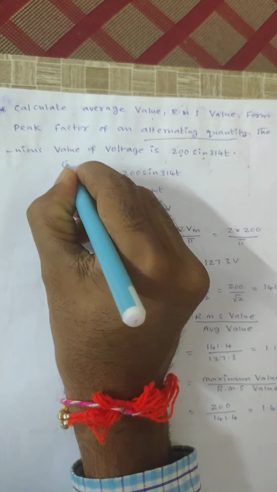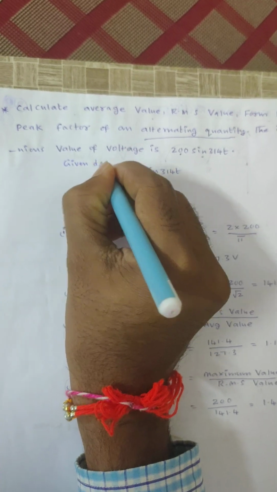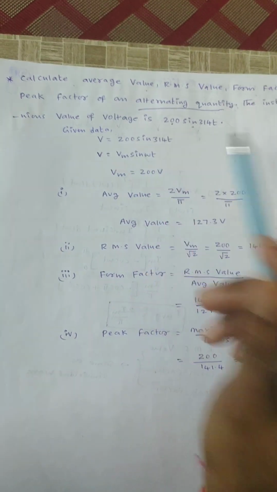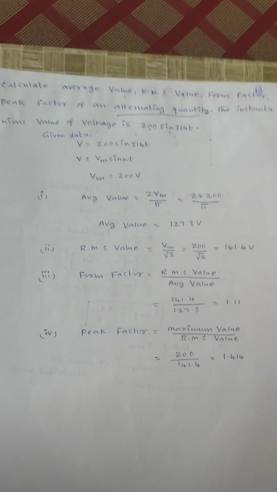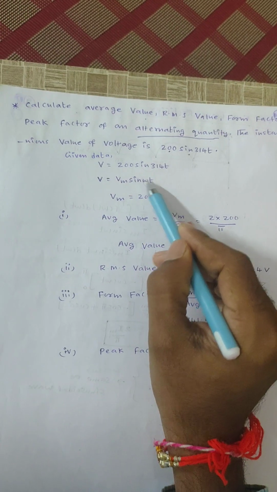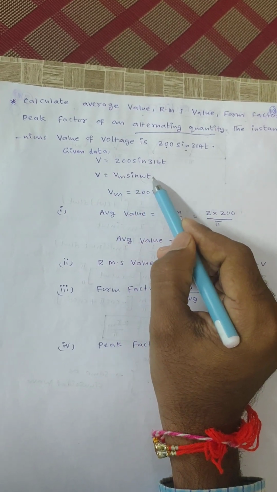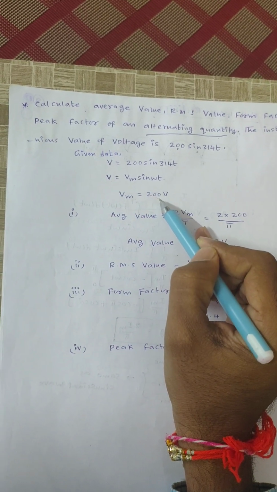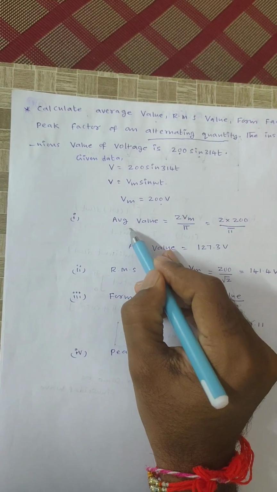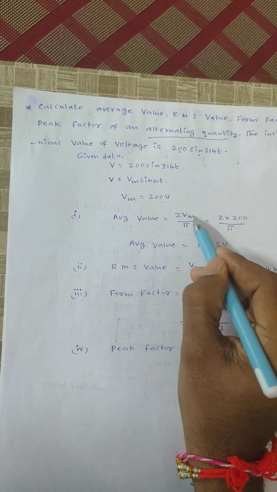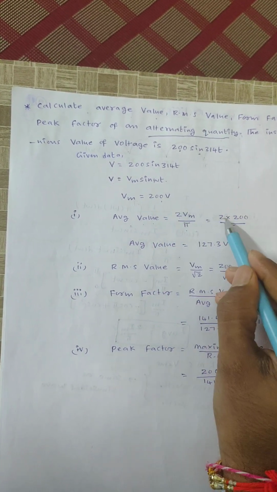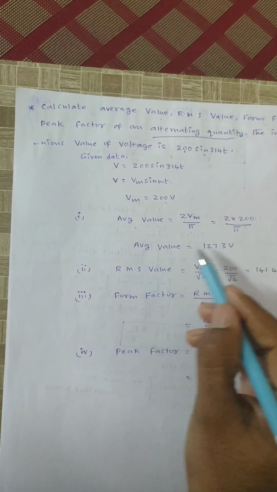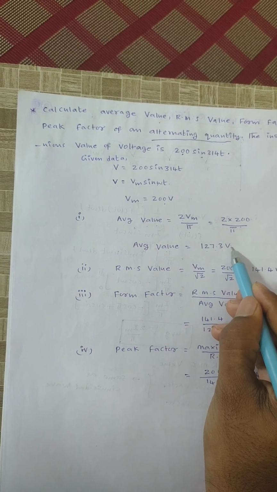Now see what is given. First you have to write the given data. The instantaneous value is given, V equals 200 sin 314 t. Compare with the standard equation, V equals Vm sin omega t. Then the Vm value is 200 volts. In case of a sinusoidal waveform, the average value formula is 2 Vm by pi. Here Vm is 200, so 2 into 200 by pi. If I simplify this, I get average value is 127.3 volts.